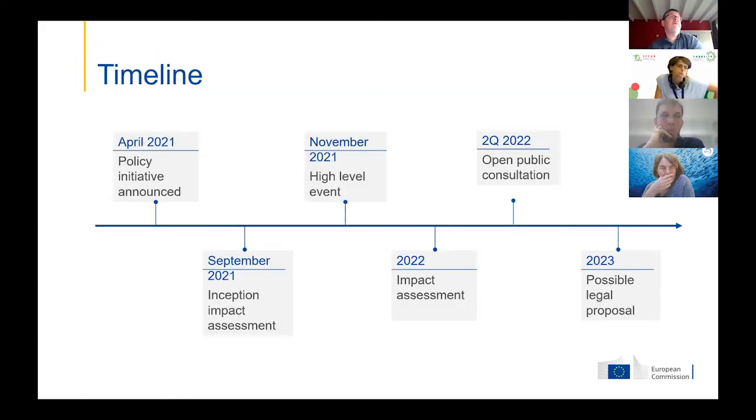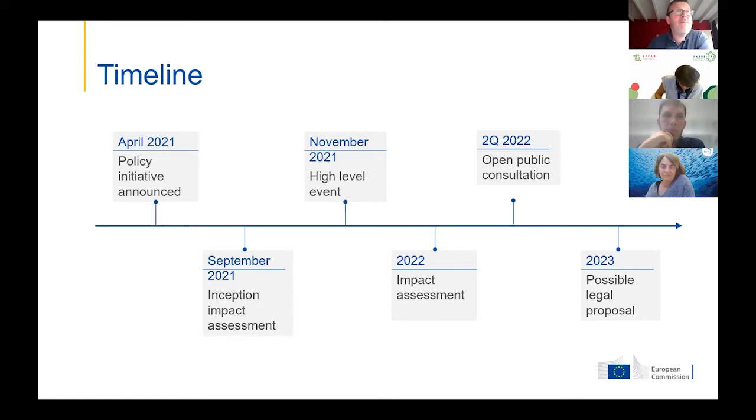So where are we in the timeline? Because it's an update of where we are. You can see there the initiative we announced in April 2021. We made the Inception impact assessment by my colleague Petros, mainly produced by 20 September. In November, we had a high-level event. In 22, we are going to do the impact assessment. We are currently working on it. We are almost there. We still have to work a little bit, but okay.